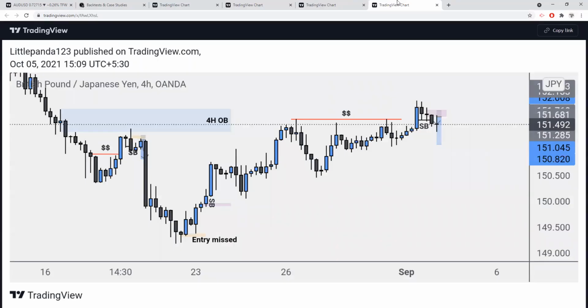Let's see what happens right there. So again, 4 hourly OB, you keep it. It was tapped once, 2 times, 3 times, 4 times, 5 times. So yeah, this one is too much. But I think your setup is on, the trade is in profit.